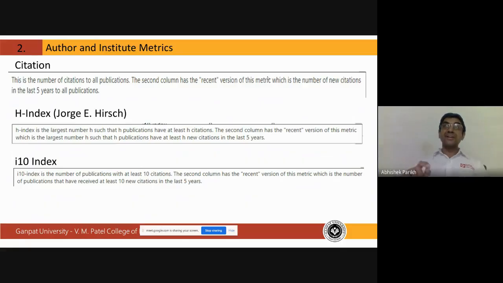It should be more than 10 citations only. So 10 is the upper limit, right? Similarly, many institutes nowadays define I20 or I50 type of index, where the minimum citation required per article is 20 or 50 for consideration of adding one number in a publication of I10 index, right?